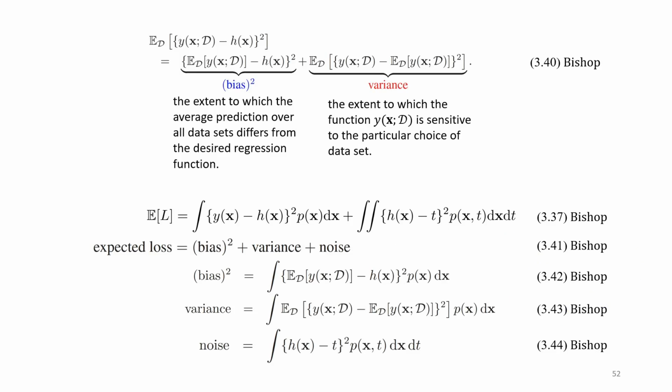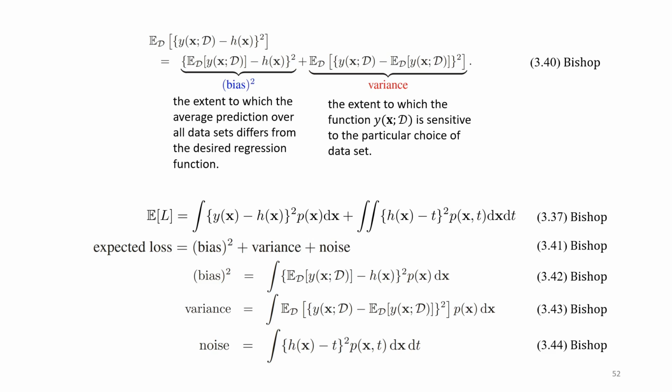So what is the trade-off? The expected loss will be the sum of the two terms, either the bias squared or the variance.